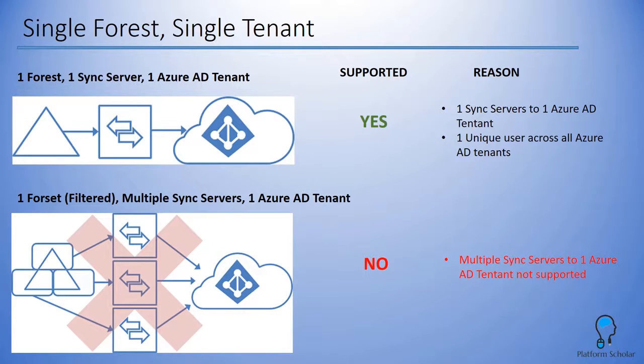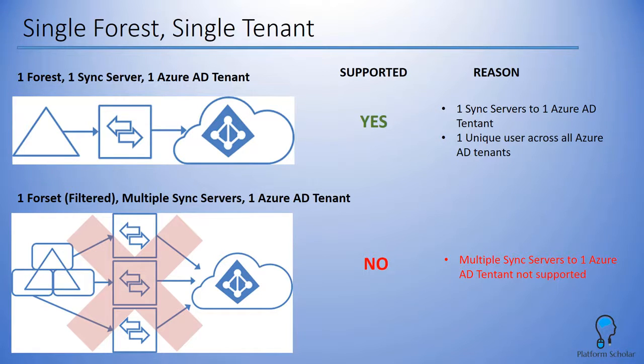Okay, so now that we understand all that, we can get into the actual supported and non-supported topologies. And what you'll see is that if you understand how the tool works and remember the rules, it's going to be very easy to identify which topologies are okay and which are not. So the first one we deal with is a single forest, single tenant topology, meaning a single forest in the on-prem environment and a single tenant in the Azure AD or Office 365 environment. And by the way, I'm just going to use Azure AD going forward, but remember, for our purposes, Azure AD tenants and Office 365 tenants are the same thing.